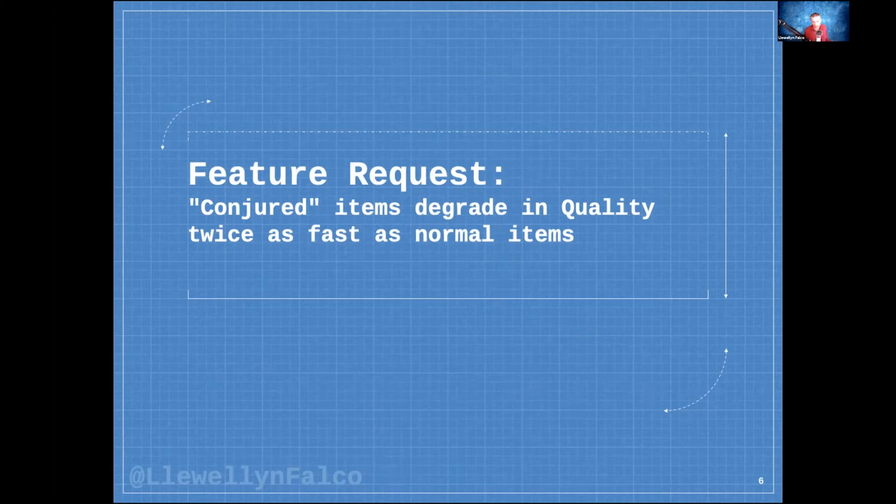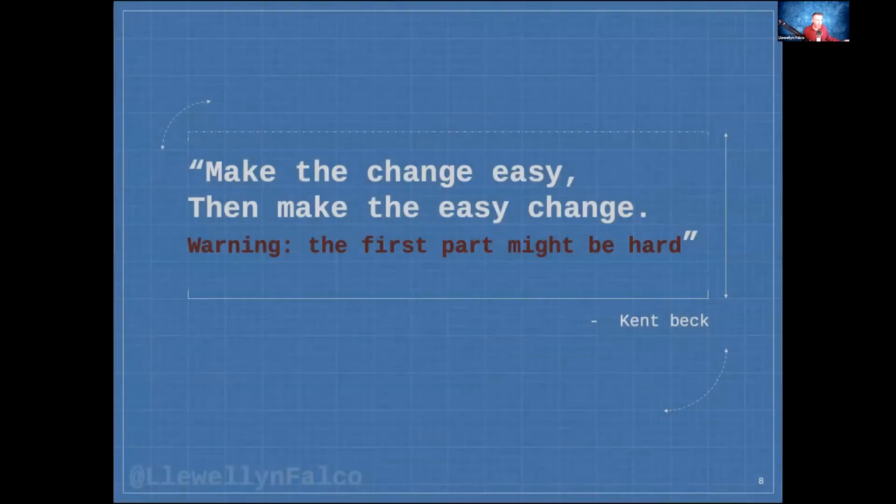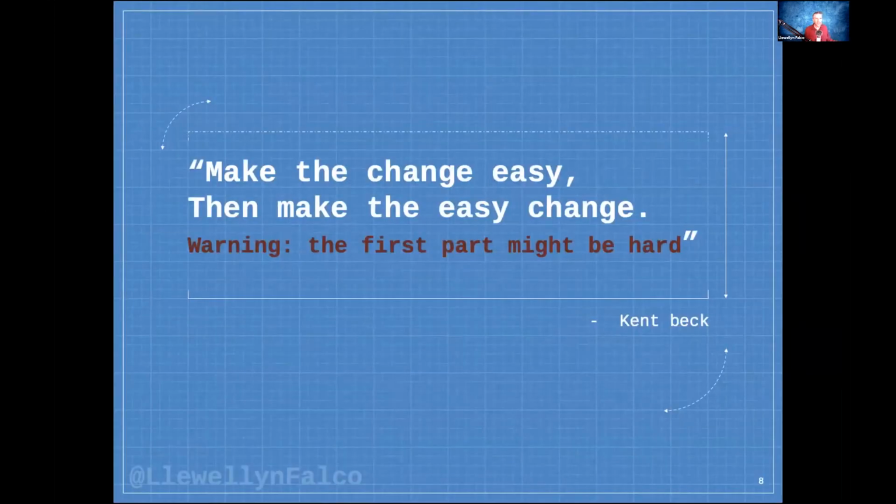And I'm going to follow this quote from Abraham Lincoln, which is, give me 6 hours to chop down a tree and I will spend the first 4 sharpening my axe. There's maybe even a nicer way of saying this from Kent Beck, who said, make the change easy and then make the easy change. Warning, the first part might be hard. So that is what we're going to do. We're going to spend the vast majority of today making it really easy to add that feature. And then we're going to add the feature.